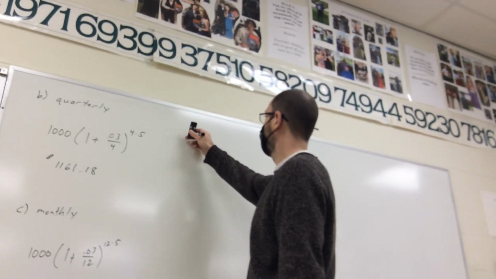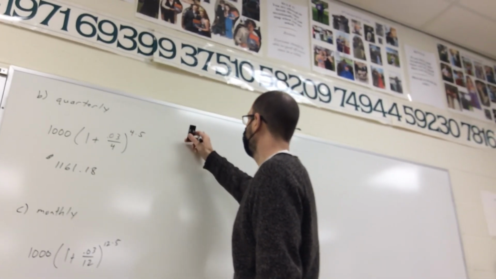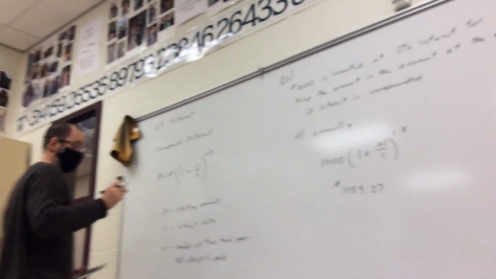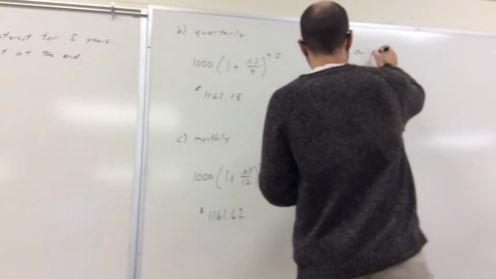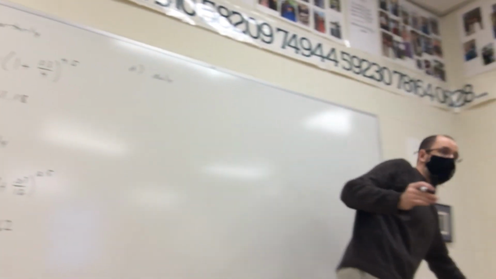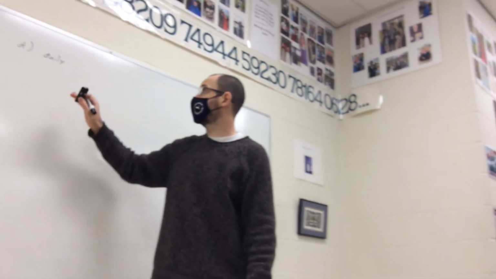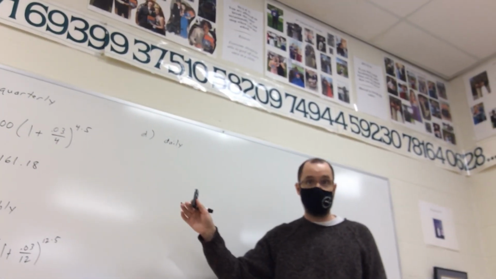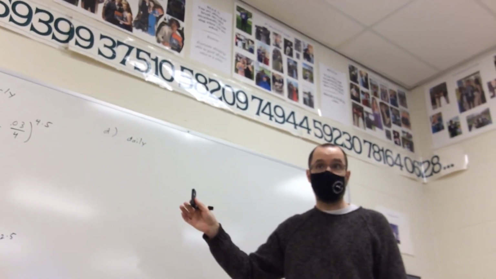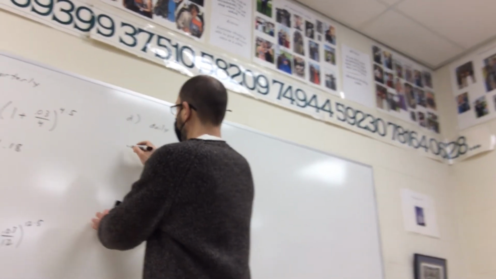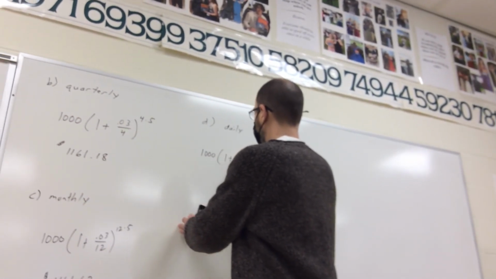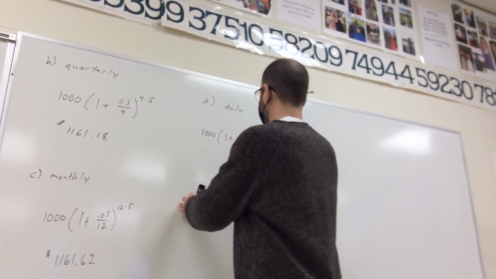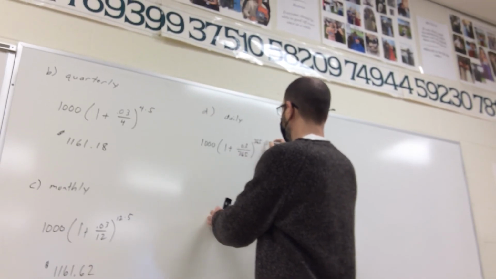Okay. Here's part D. This is daily. So now we're going to figure, this is a probably unrealistic account where they give you interest every day. So that means 365 times a year, right? So that'll be 1,000 times 1 plus 0.03 over 365, to the 365 times 5 power.